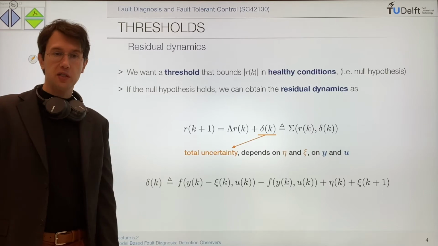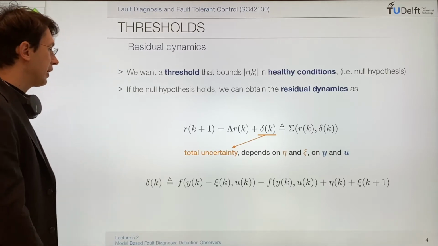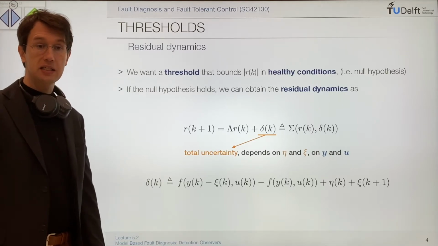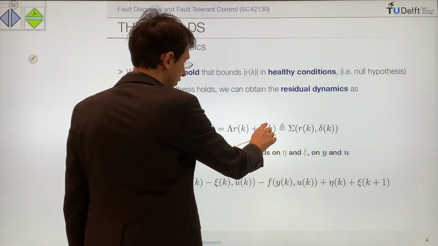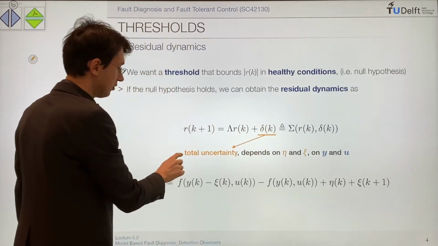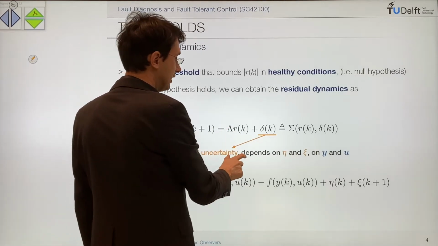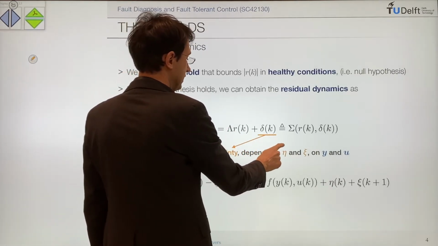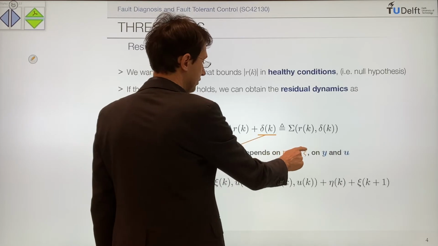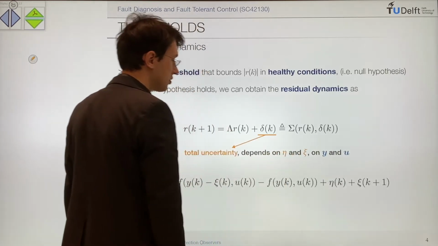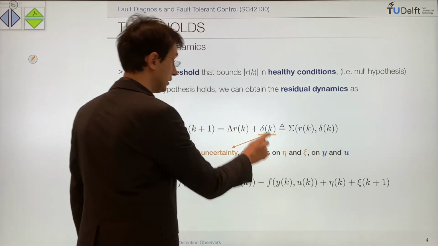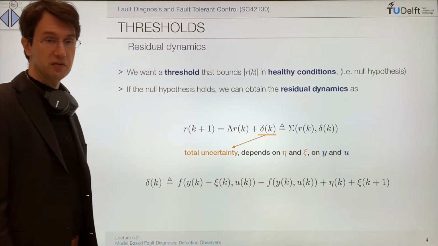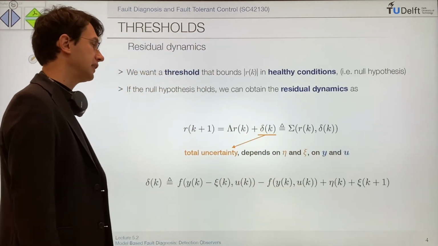So in the previous lecture, we have seen that we can compute the residual dynamics in healthy conditions as this equation. Where remember, delta is called the total uncertainty, and it is depending on the uncertainty on the process eta, the one on the measurement xi, but also on the actual value of the measurement y and the input u. So this is something that is varying over time and depends on the trajectory of the system.